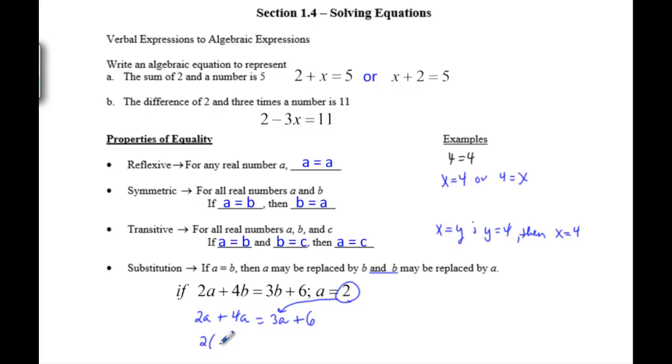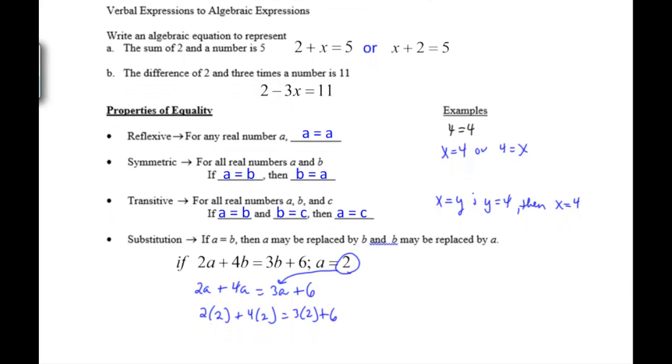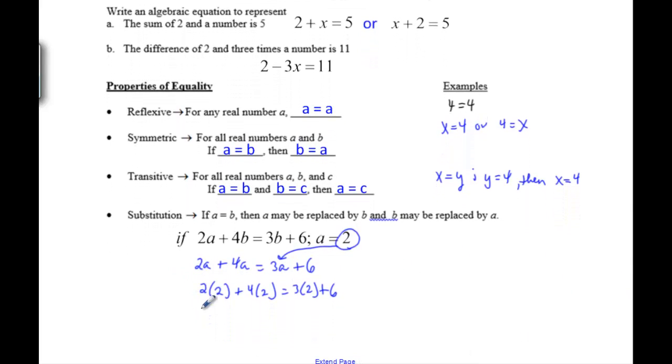Now we can use substitution and input in all the a's. So we have 2 times 2 plus 4 times 2 equals 3 times 2 plus 6. By using simplification, 2 times 2 is 4, plus 8 equals 6 plus 6. Therefore, we get 12 is equal to 12, which is a true statement.